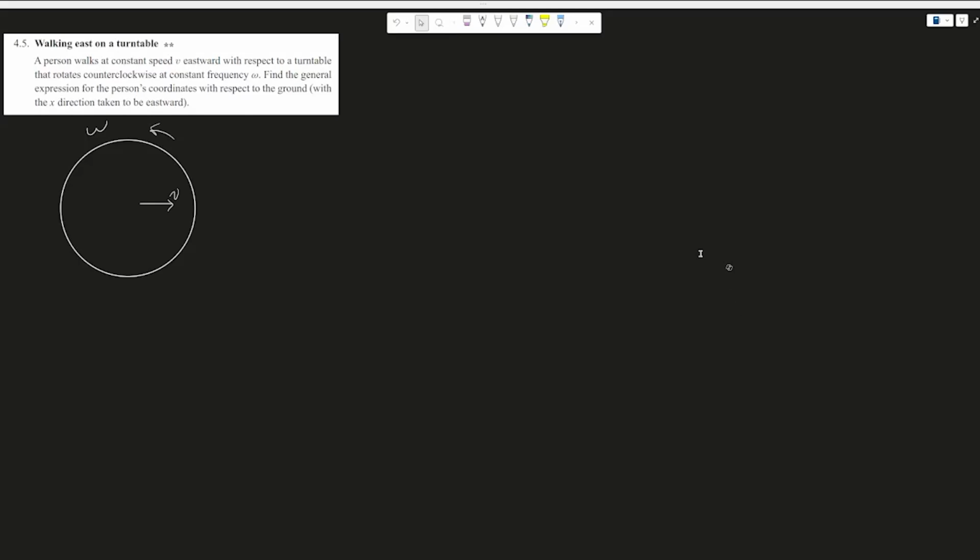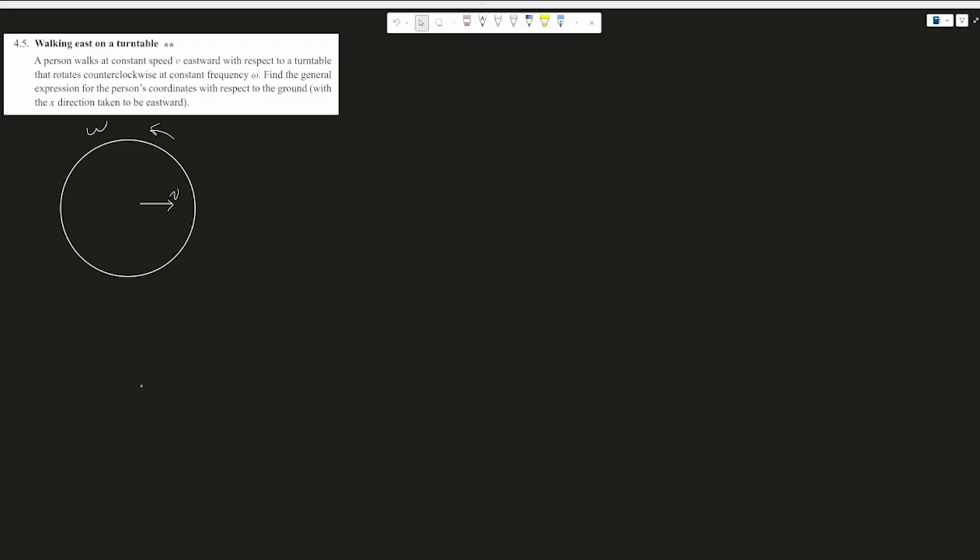Hi all. So today we will talk about problem 4.5, walking east on a turntable. It's about this turntable that is rotating clockwise at constant frequency omega, and a person walks on it towards the east with constant speed v. So let's try to first visualize what is going on.